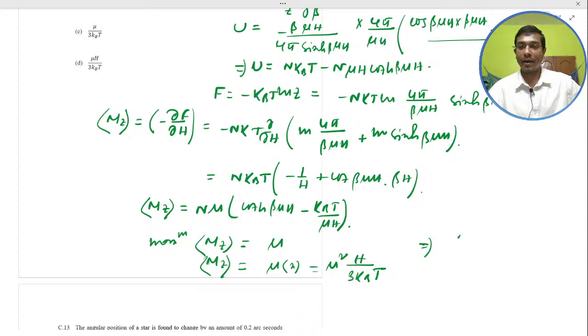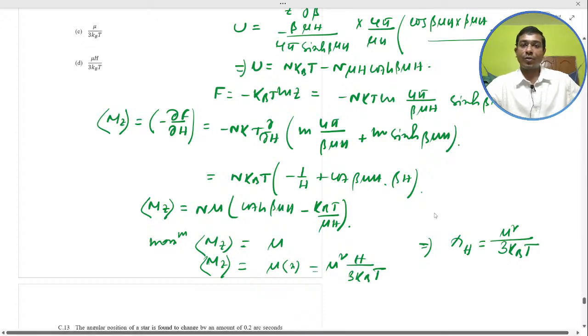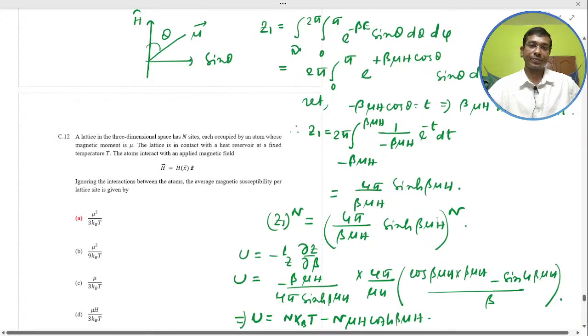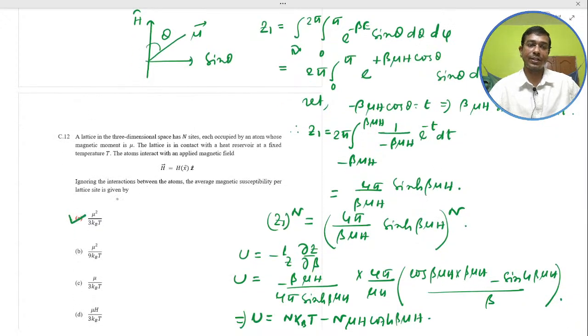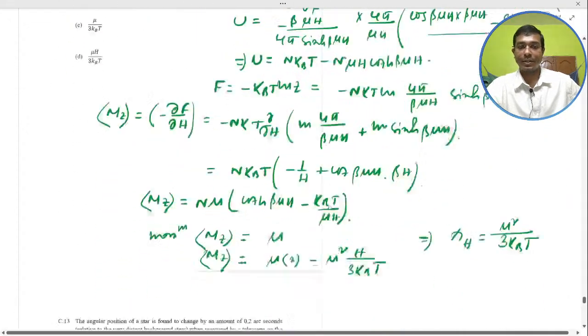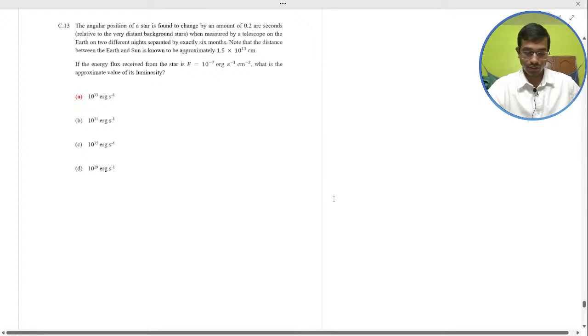Now you would get the value of the susceptibility chi, that would become μ² by 3k_BT. μ² by 3k_BT would be the correct answer. This is the 5 marks question, so this is a very long calculation. μ² by 3k_BT. Next question.